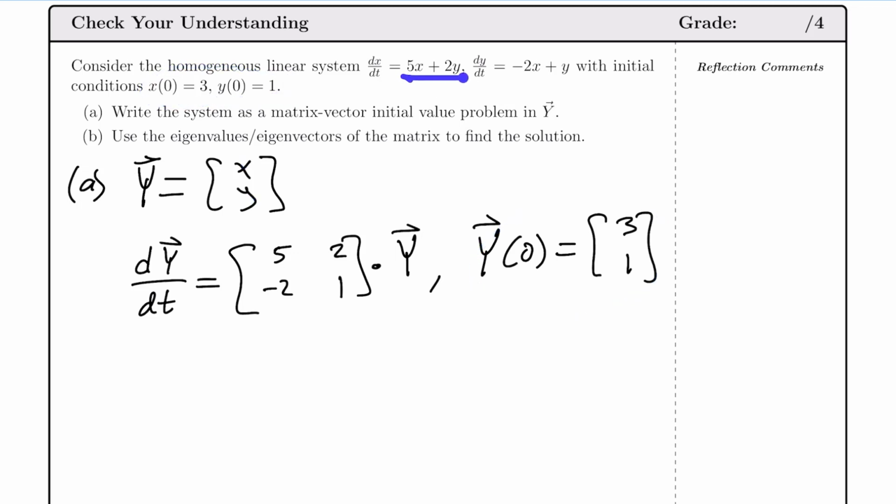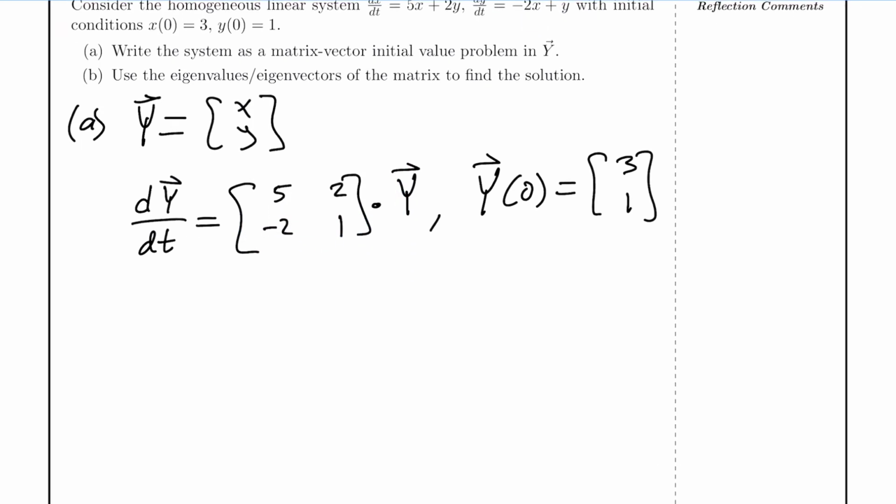And since this is 5x plus 2y here, we get 5x plus 2y by doing row times column in the multiplication, and negative 2, 1 times (x, y) gives you negative 2x plus y. So that is writing the problem as a matrix vector problem.